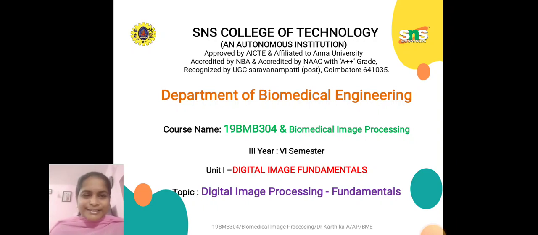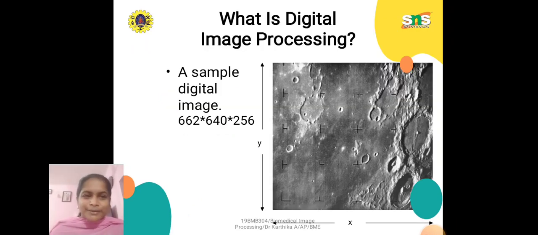Today we are going to discuss digital image processing fundamentals. What is digital image processing? What do you mean by image? See here, this diagram shows a sample digital image. The dimensions are 662, 640 and 256. See here.